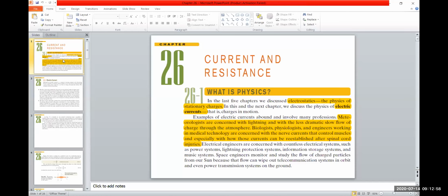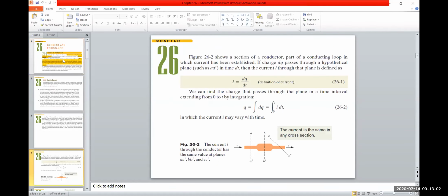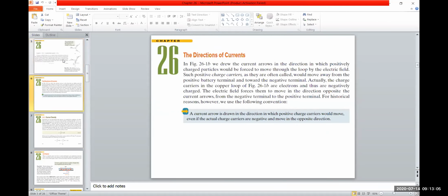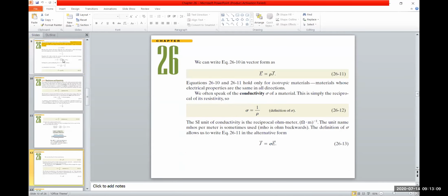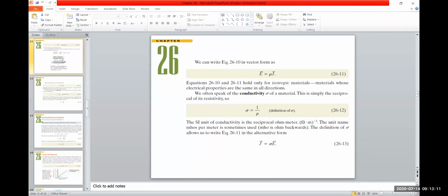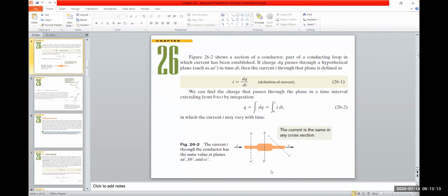So chapter number 26 is about current and resistance. So mainly we will do some selective study. We won't go through each and everything, but the important articles, some of them I have already listed here. Okay, this is chapter 26.